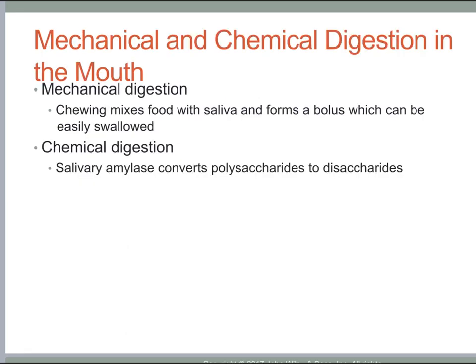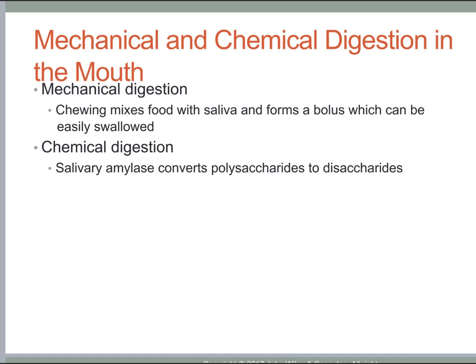Mechanical and chemical digestion in the mouth. We've talked about digestion a little bit. We've talked about the parotid glands, the salivary glands, and the submandibular glands. We didn't really outline specifically what that type of digestion is called. So we deal with two processes. The first being mechanical digestion.